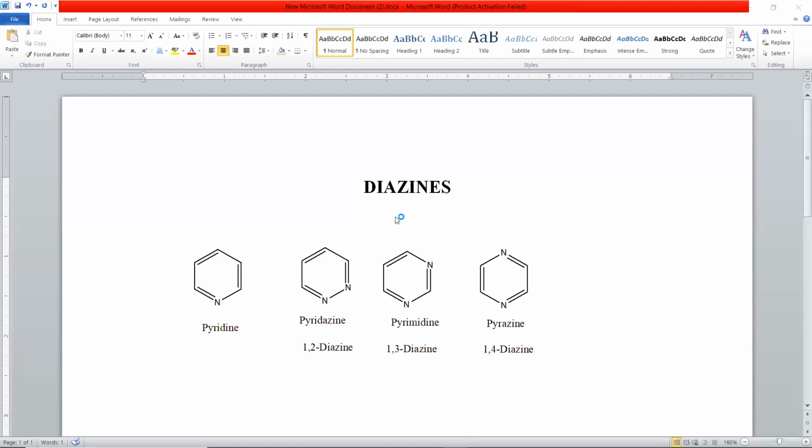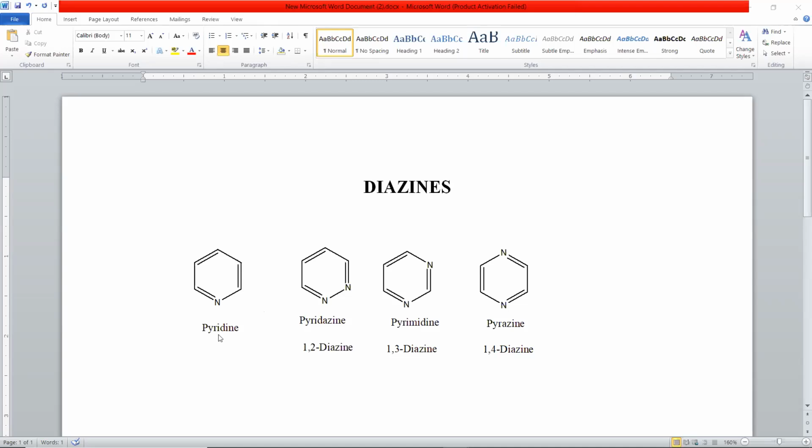Diazines. Di stands for 2, AZ stands for nitrogen, INE stands for a 6-membered ring system. So diazines have 2 nitrogen atoms in a 6-membered ring system.